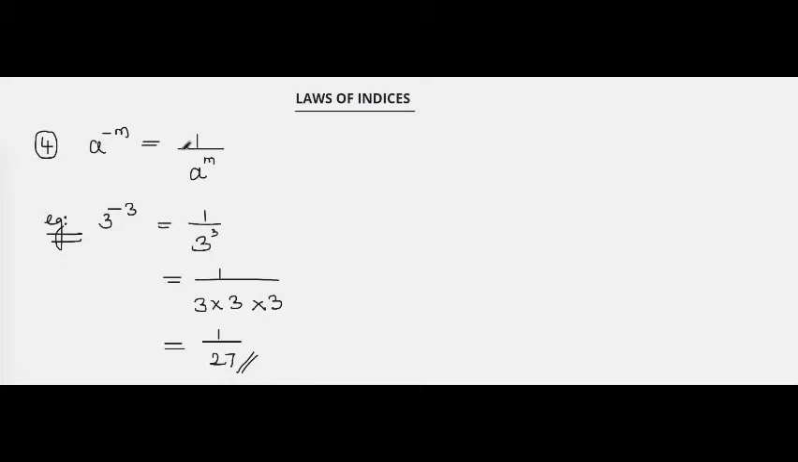This law can work out the other way around as well. For example, if you are given a question of the kind 1 over 2 to the power of 5, you can simply write it as 2 raised to negative 5. This holds true for variables as well. So if I write m raised to negative 2, I can simply write it as 1 over m raised to the power of 2.